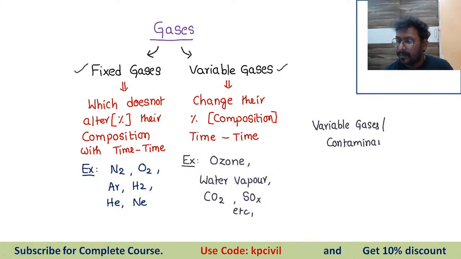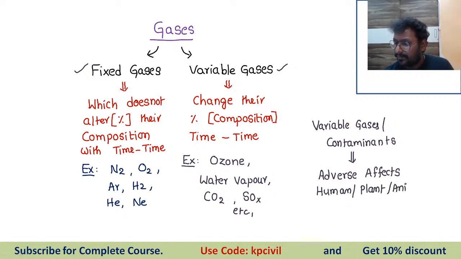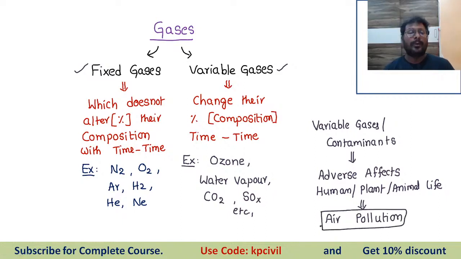Variable gases or other contaminants, physical, chemical, biological contaminants, which bring modifications in atmospheric air and cause adverse effects on human, plant or animal life, even including properties, then that phenomenon we consider as air pollution. That phenomenon we conclude as air pollution.